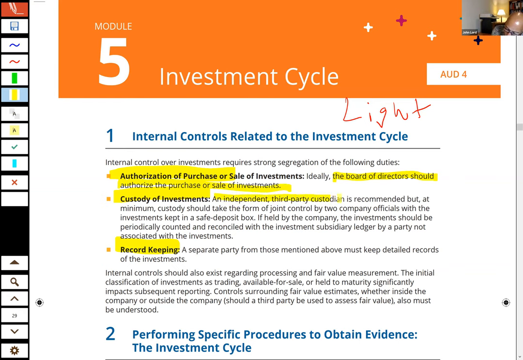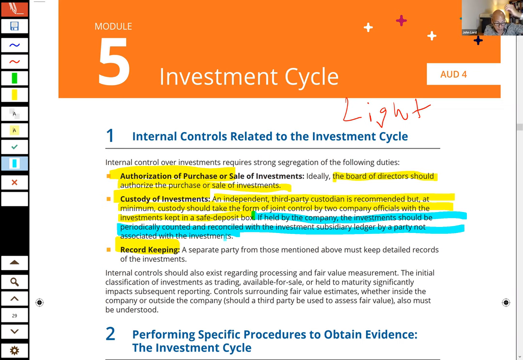Custody: an independent third-party custodian is recommended. Custody should take the form of joint control of two officials if it's not an independent third party. Safe deposit box: if held by the company, investments should be periodically counted. And here we go, we're kind of talking about 1968 again. These days, most investments that you would make exist in book entry form. There is no security anymore. It's just an entry on a computer somewhere that says so-and-so owns so many shares of this stock.